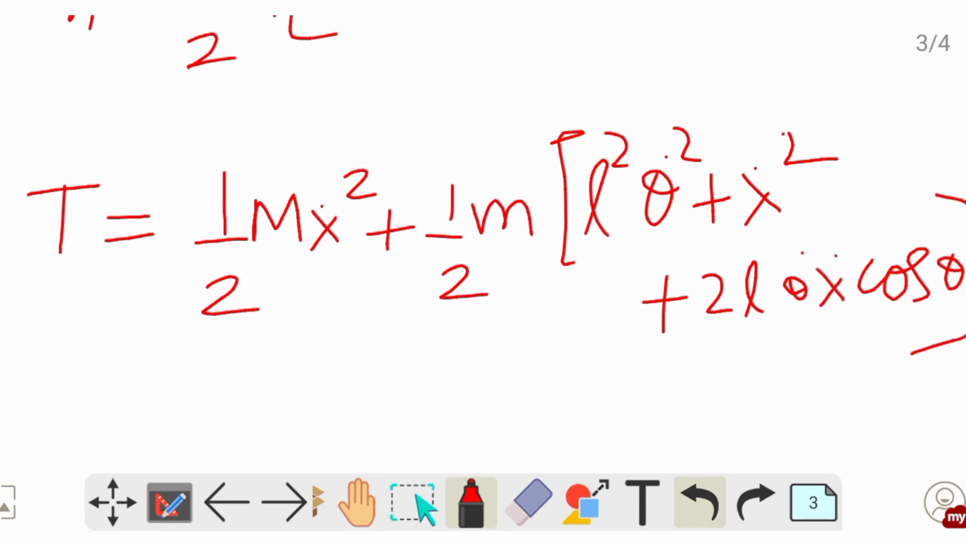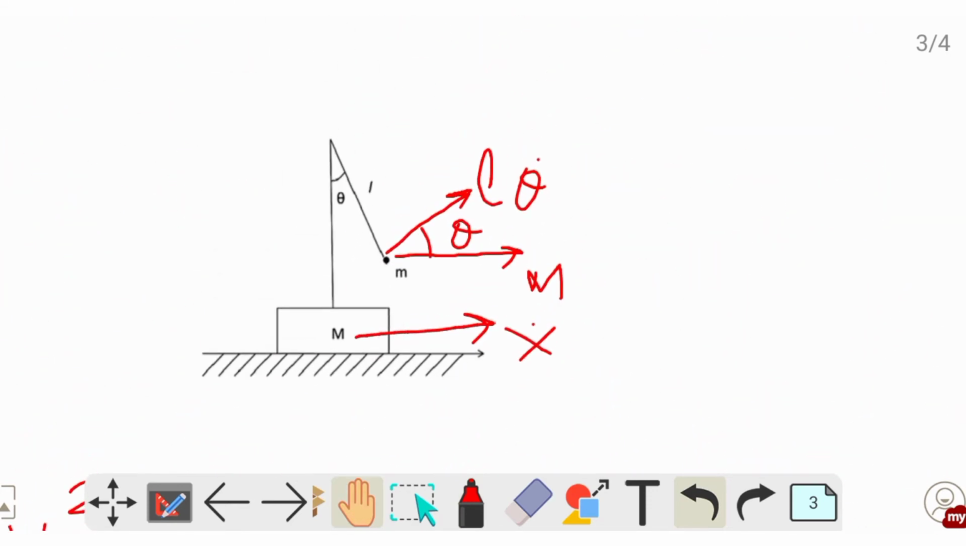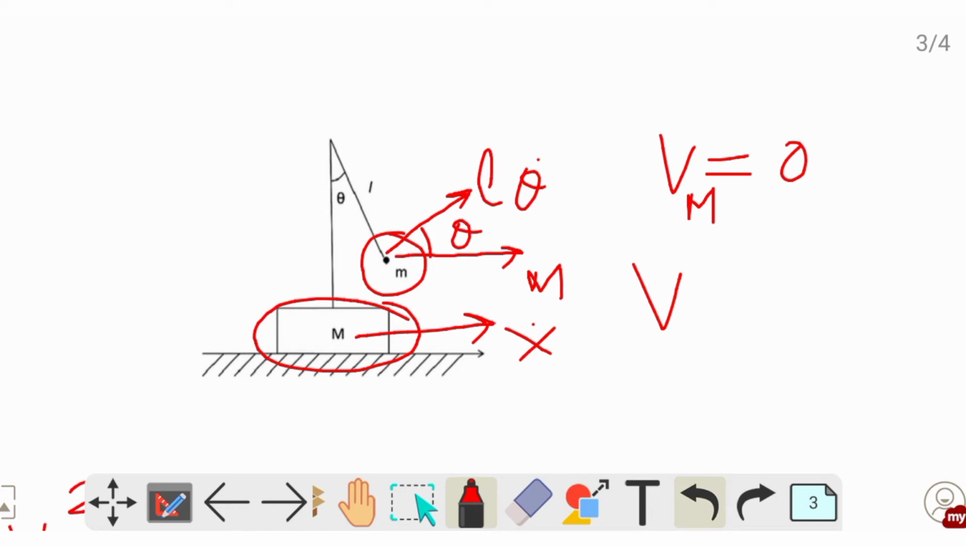Now here the potential energy is different, because this mass is not connected to any spring, or it is not at a certain height, so the capital mass M has a potential energy of 0. But the small mass m has a certain potential energy, and you can find it out like this. If this is my reference point, the value for the potential energy is minus mgl cos of theta.